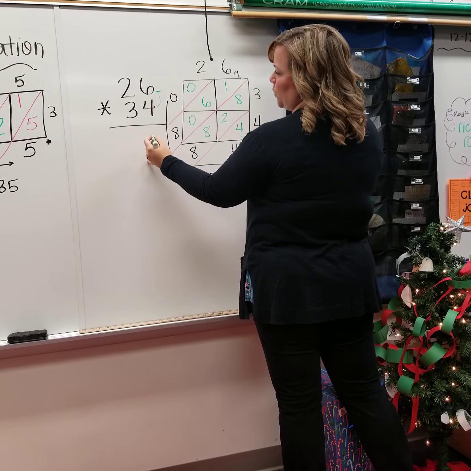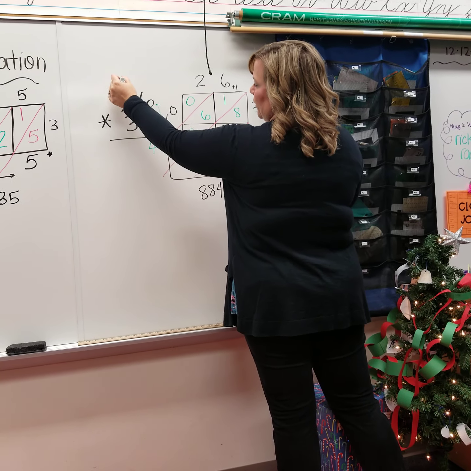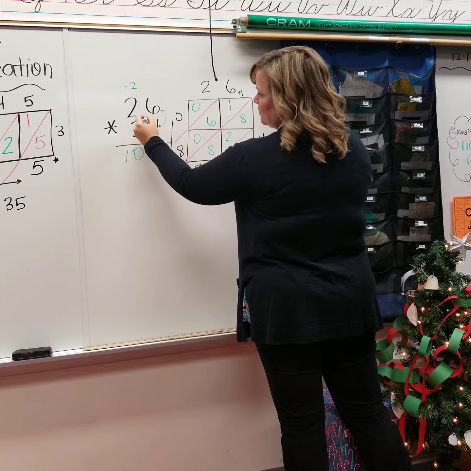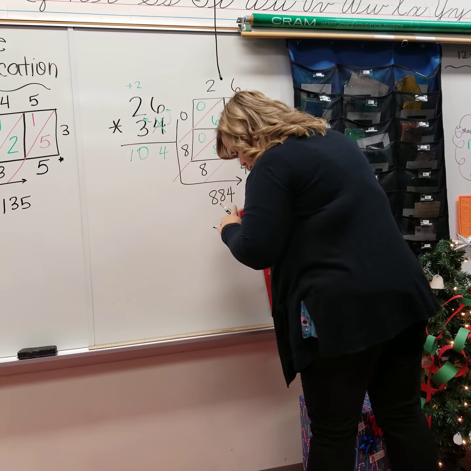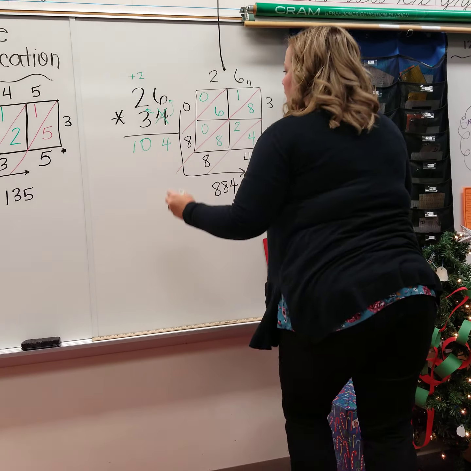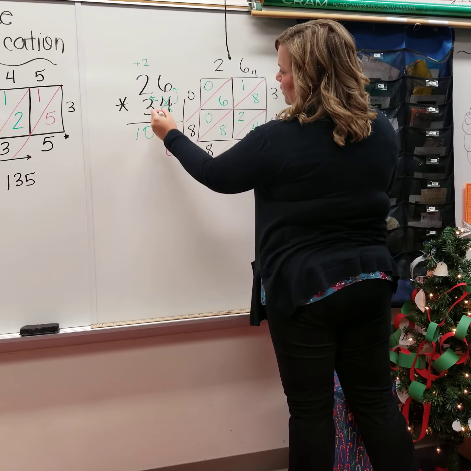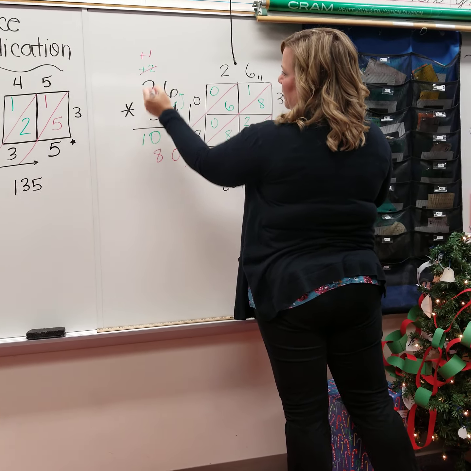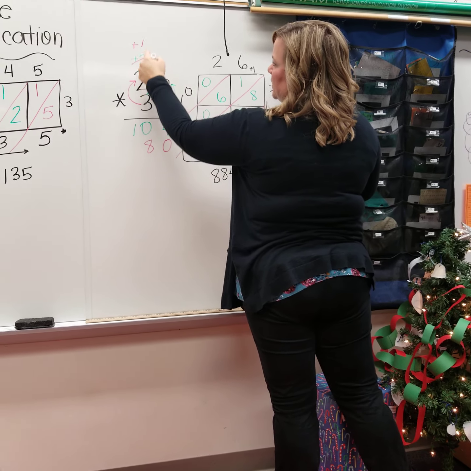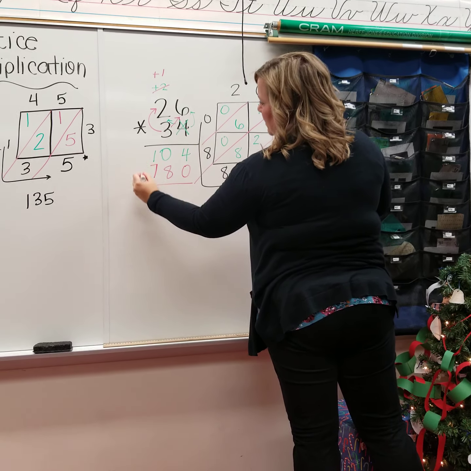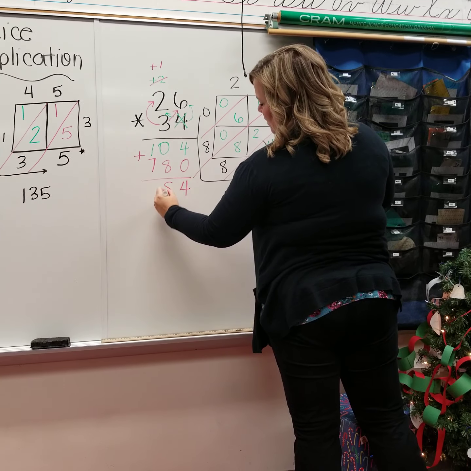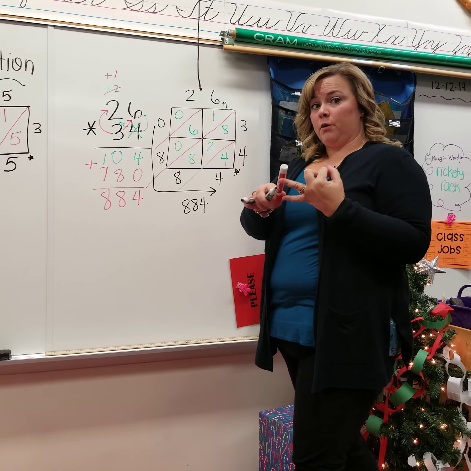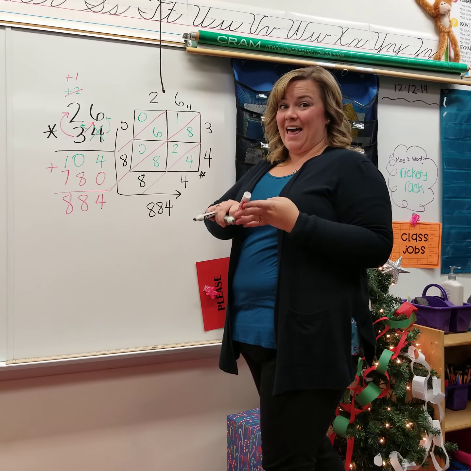Let's do traditional just to check our work. 4 times 6 is 24. Put down my 4, carry my plus 2. 4 times 2 is 8, plus 2 is 10. I'm done with the 4. Let me grab my red marker. I put down my 0 placeholder. 3 times 6, that's 18. Put down my 8, carry my plus 1. 3 times 2 is 6, plus 1 is 7. I'm going to add these up. 4, 8, 8.